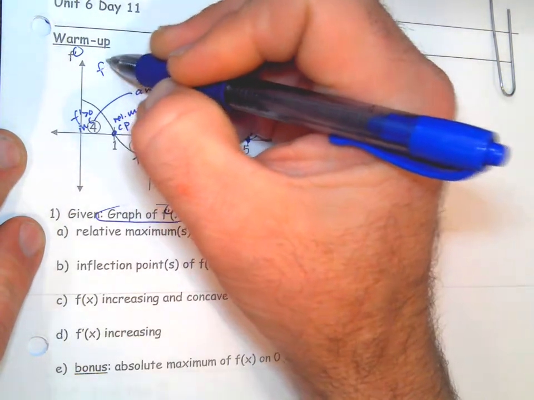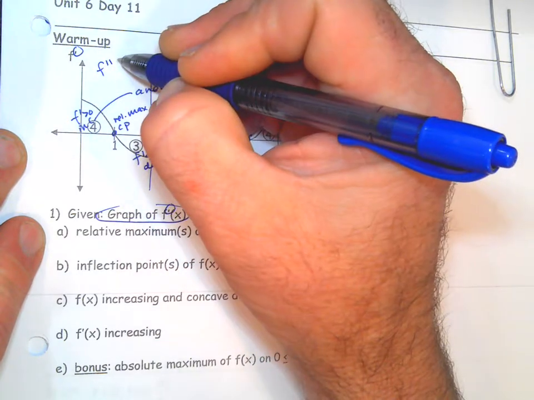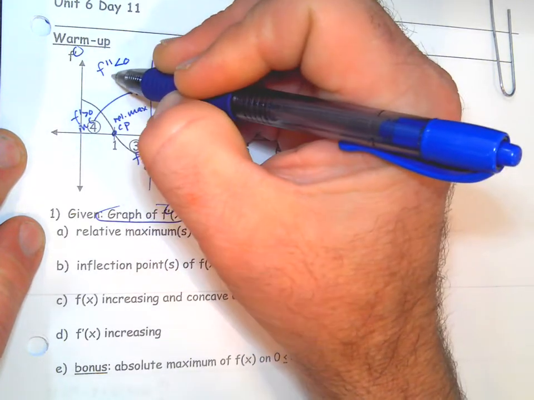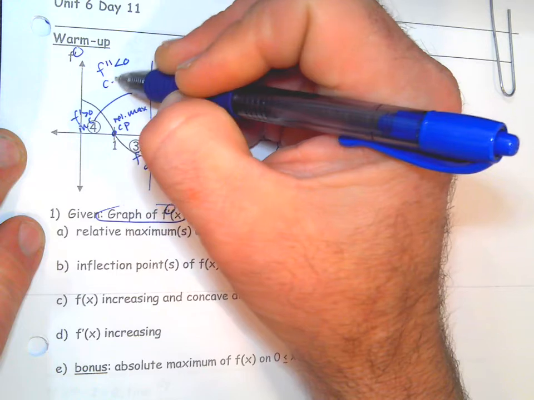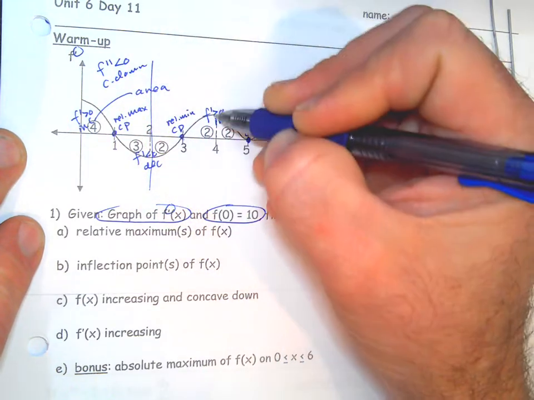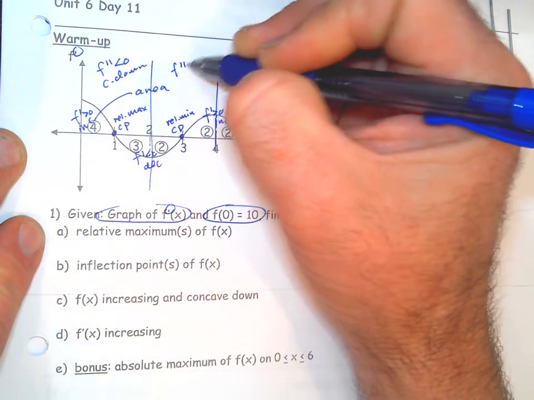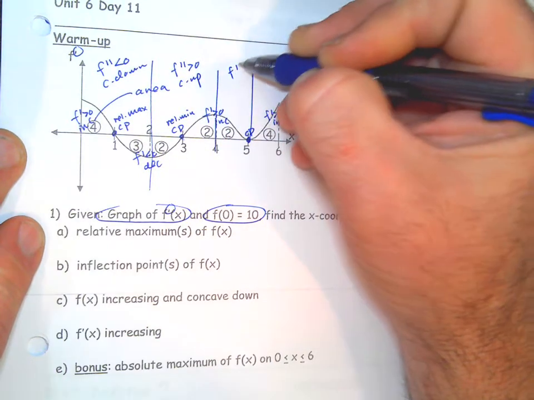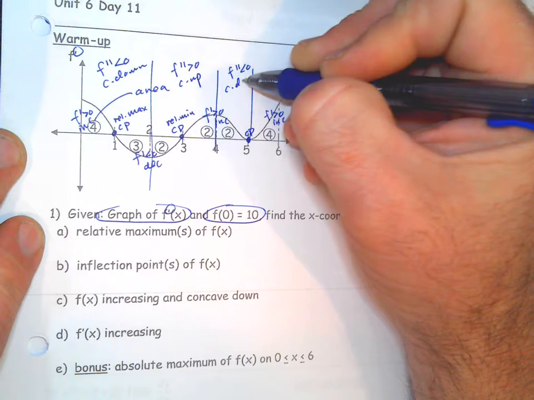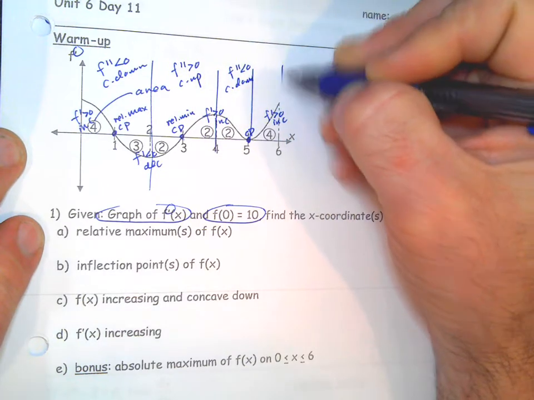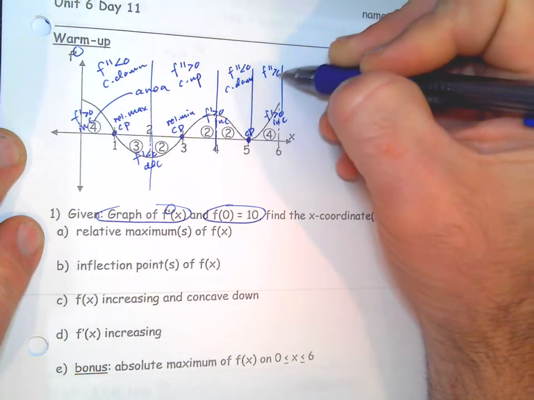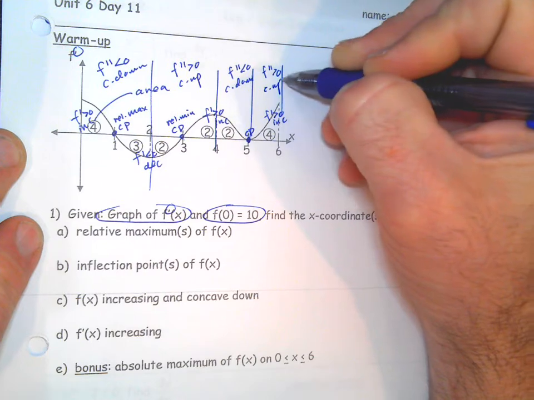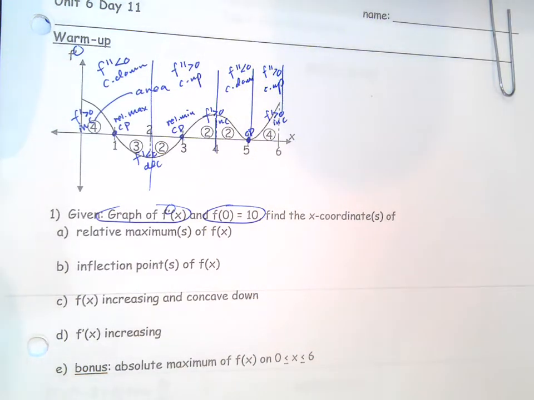Second derivative concavity is the slope of this graph. So here the slope of the graph is negative, so f double prime is negative. It's concave down. Here f double prime is positive, it's concave up. Here f double prime is negative, it is concave down. And here f double prime is positive, it is concave up. So you can find the inflection points. Lots of good stuff here.